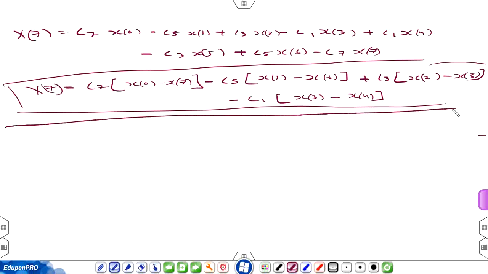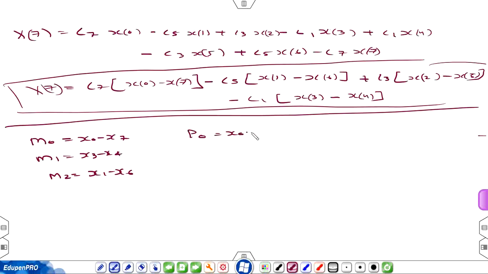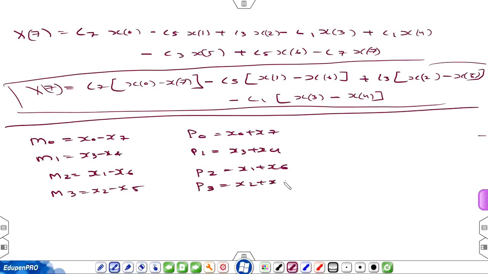So we have 8 equations. Okay, so now if I substitute m0 is equal to x0 minus x7, m1 is equal to x3 minus x4, m2 equal to x1 minus x6, p0 is equal to x0 plus x7, p1 equal to x3 plus x4, and p2 equal to x1 plus x6. m3 is equal to x2 minus x5, and p3 is equal to x2 plus x5.